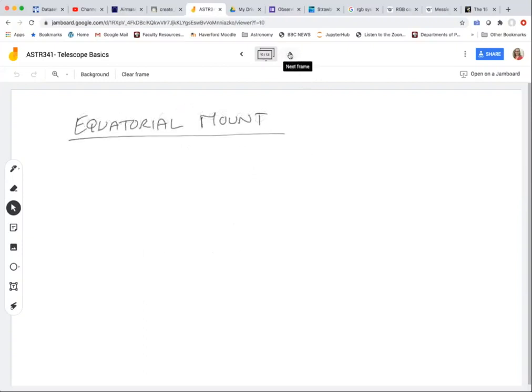The other term is equatorial mount. And here, I'm going to draw the Earth at an angle. So this is going to be like north and south. Here we are in Haverford at about 45 degrees latitude. And we want to have a telescope that's easy to track the stars with. And so what we end up doing is lining it up so that its axes point north.